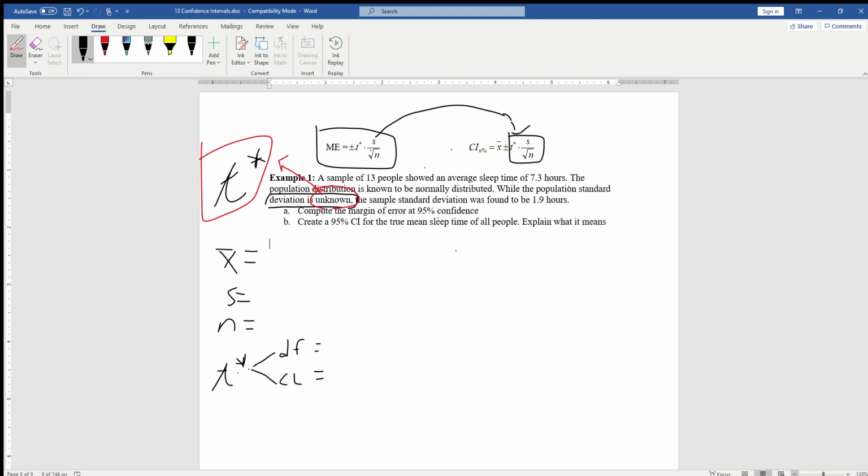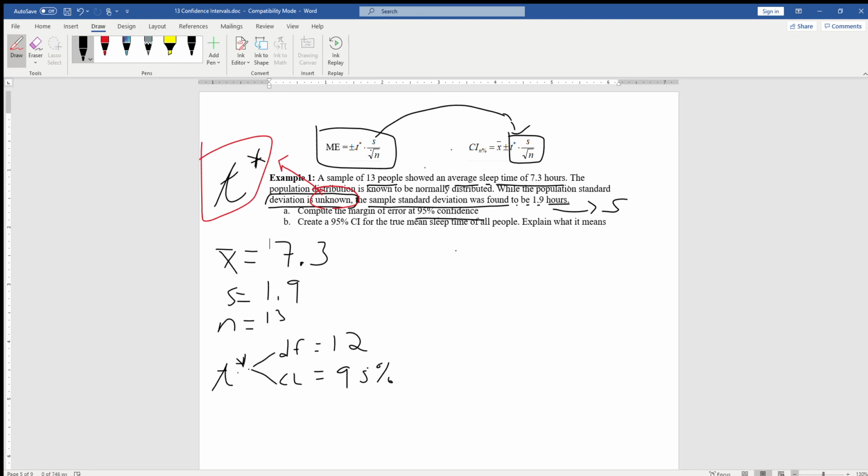First of all, a sample of 13 people. 13 people is n. Because n is 13, degrees of freedom is going to be 12. Remember, degrees of freedom is always n minus 1. Average sleep time, x bar, is 7.3 hours. The sample standard deviation was found to be 1.9. That's our s. The confidence level is given as 95%.